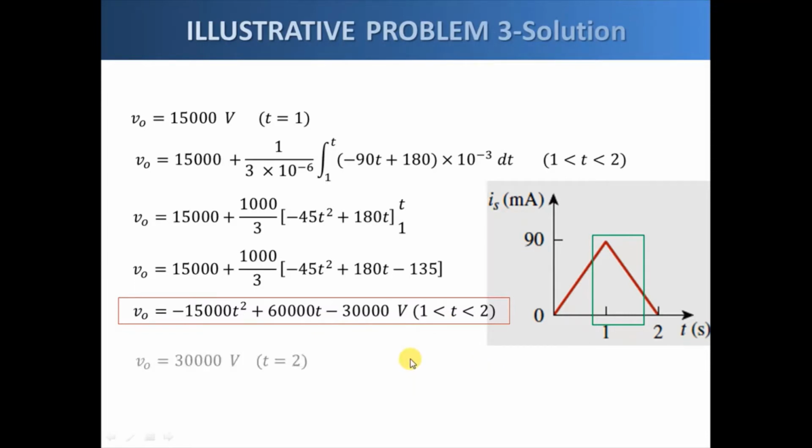Now we can also get the voltage at exactly t equals 2 seconds, and that would be 30,000. So we have a net voltage after the current varies from 0 to a maximum of 90 milliamps. The voltage varies from 0 to 15,000 volts. And then as current decreases from 90 milliamps to zero, the voltage actually keeps increasing and reaches a maximum value of 30,000 at 2 seconds.